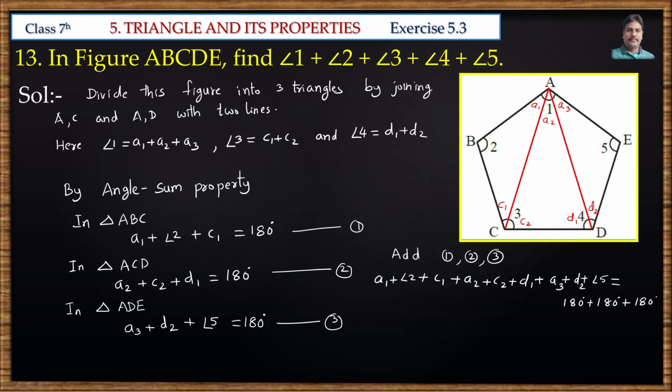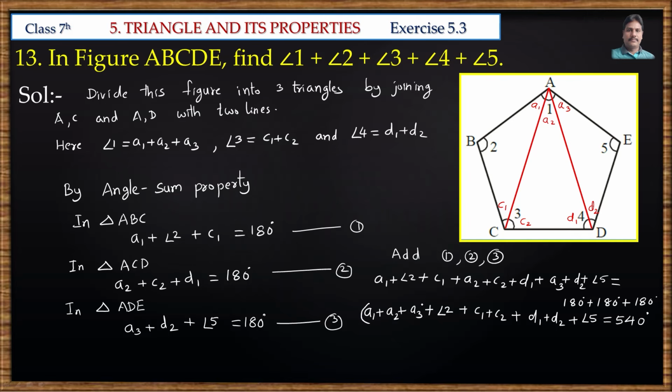Now we will write all A's side by side, that is A1 plus A2 plus A3, and write angle 2, and write C1 and C2 side by side, C1 plus C2, plus write D1 and D2 side by side, D1 plus D2 plus angle 5 is equal to 180 into 3. So 3 times 180 becomes 540 degrees.